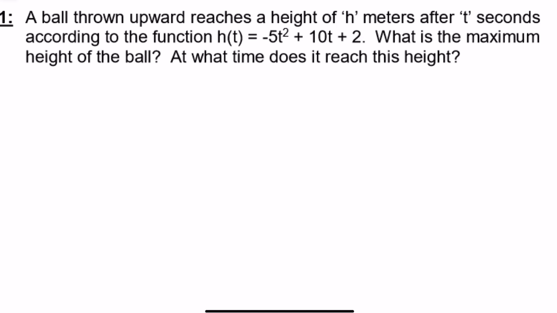A ball thrown upward reaches a height of h meters after t seconds, according to the function h of t equals negative 5t squared plus 10t plus 2. What is the maximum height of the ball? At what time does it reach this height?